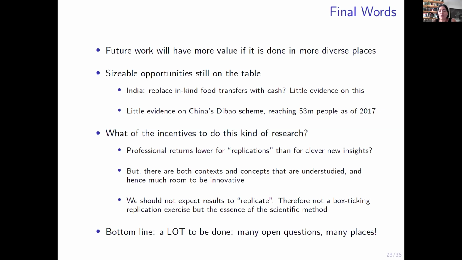And the reason is there are both contexts and concepts that are really understudied. Throughout this, we've tried to highlight the big open questions, which we feel would be new and would really change our understanding of cash transfers. And there are still contexts that would make these answers, even the answers we think we know, quite different. So I think there's a lot of room to be innovative.